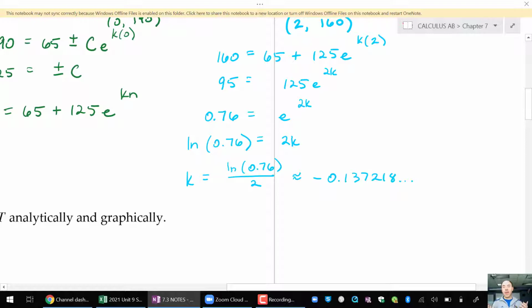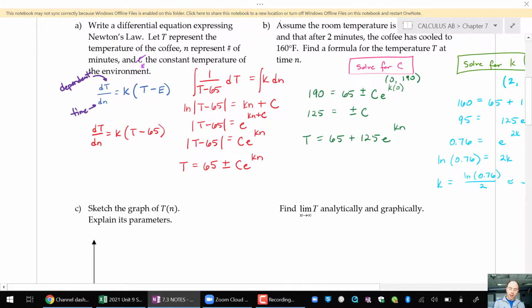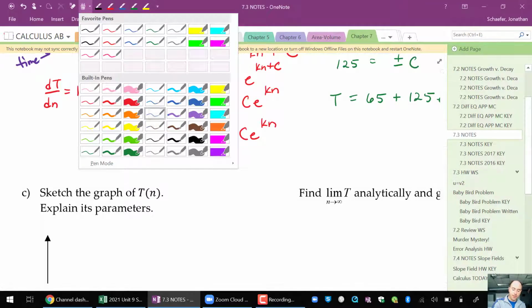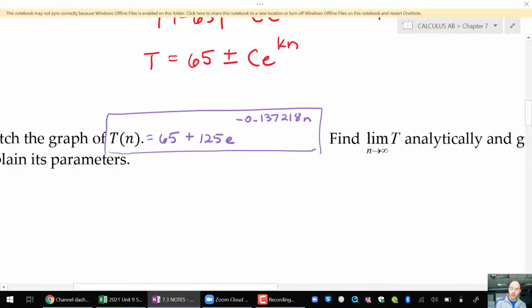So I've solved for K, I've solved for C, I'm now ready to write my equation. In fact, let's put that right down here in part C on my paper. T of N is equal to 65 plus 125 e to the power of negative 0.137218, and then n. So there's my particular solution, function t, written all in terms of n.